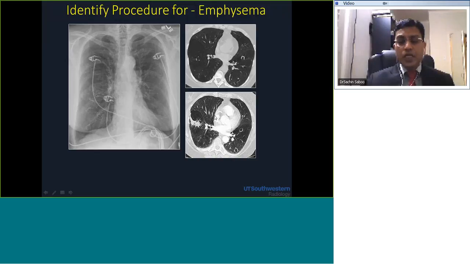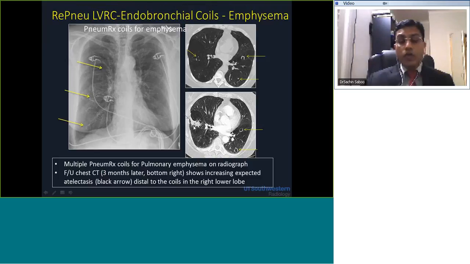This is a CT 3 months post procedure. What you see here is expected atelectatic change in the right lower lobe, and that is expected following this endobronchial coil placement, and that suggests that the patient is improving as far as the emphysema is concerned. These are called PneumRx coils for emphysema treatment, and this is again in the clinical trial phase, but you will see this very often with this trial being approved for clinical practice.